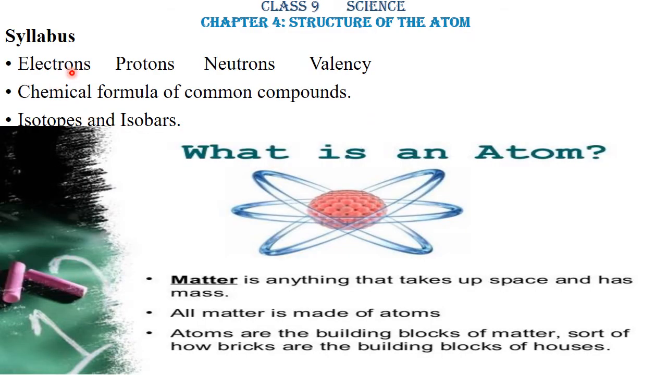Now, the syllabus for the structure of atom is electrons. You have to learn about electrons, protons, neutrons, valency, chemical formula of compounds, isotopes, and isobars. So this is the syllabus that is coming under this chapter, structure of the atom. First of all, let's see what is an atom.